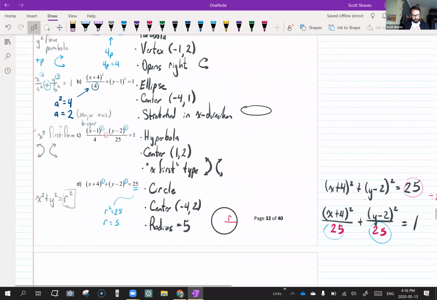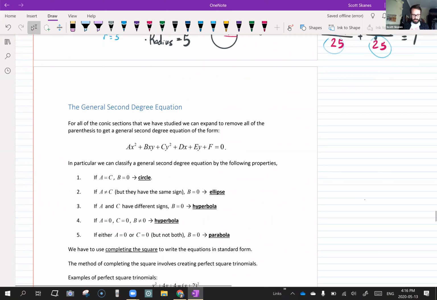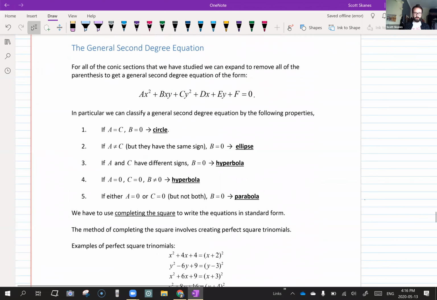Okay. So the next section, honestly, is not very difficult. What we're going to be spending a lot of time on is trying to force what's called a general equation into our standard form. So we're going to be given equations that look like this, or something like that.